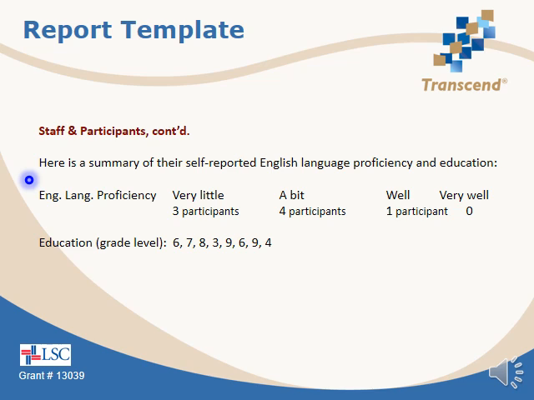So in this case, we were sort of working backwards, because this flyer was for people who didn't speak English well enough to access the services that they needed. So that's what we went for when we were recruiting. So 3 of our participants spoke very little English, and 4 spoke a bit of English, and they could get by with the most important things in their exchanges with people. 1 spoke English well, none spoke English very well. And here we have just a summary of the highest grade level that they had attained.